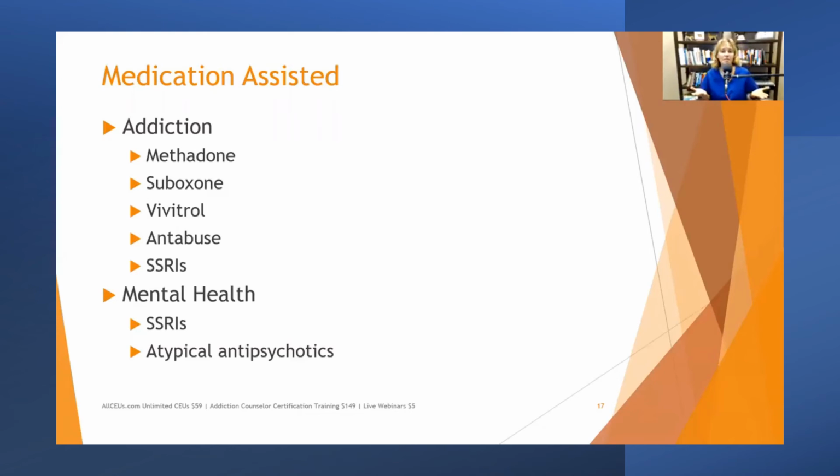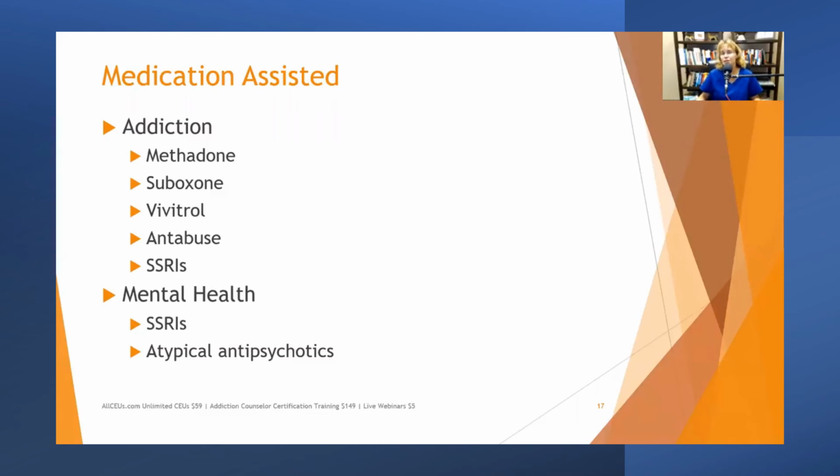So Suboxone has some of the benefits of methadone. One of the main benefits of Suboxone is it can be dispensed from a doctor's office. You don't have to go to a methadone clinic. Vivitrol is another medication that's out there, and Vivitrol can be injectable as well as taken a variety of other ways.